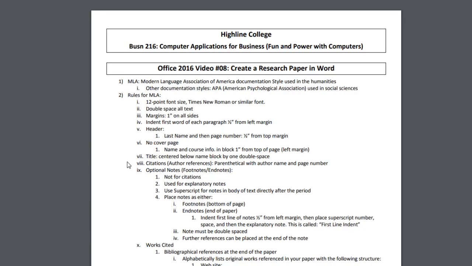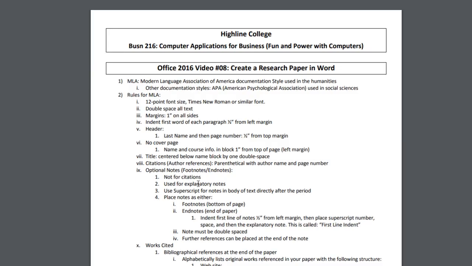We're going to have citations. And citations in MLA are author references. So we'll have the author name and the page number in parentheses. That gives credit to the author for that particular idea. Optional notes, these will be footnotes for us. These are explanatory notes.